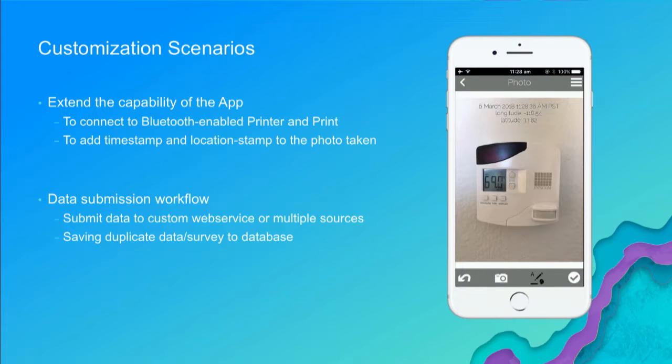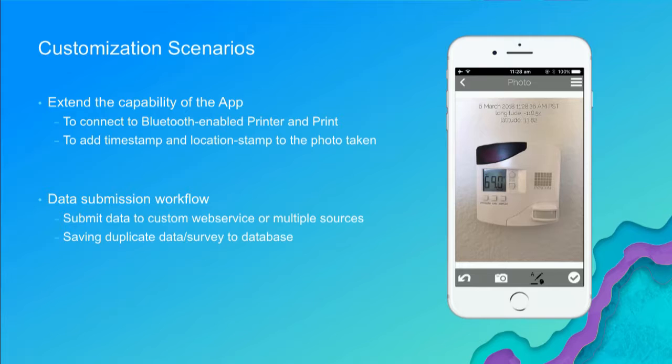So next, you can also extend the capability of the app. For example, every time you finish collecting data and you want to submit the survey, you also want to print a copy of the survey. So you can extend that by connecting to a Bluetooth-enabled printer, for example, and as soon as you click submit, it also prints a copy of the survey. And also, as shown in the screenshot, when you take a picture, you want to annotate on the picture when this photo is taken and where this photo is taken.